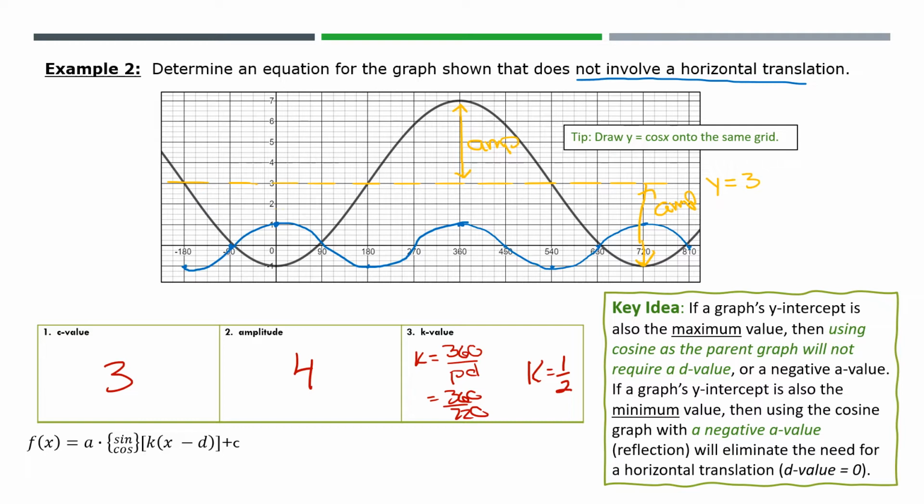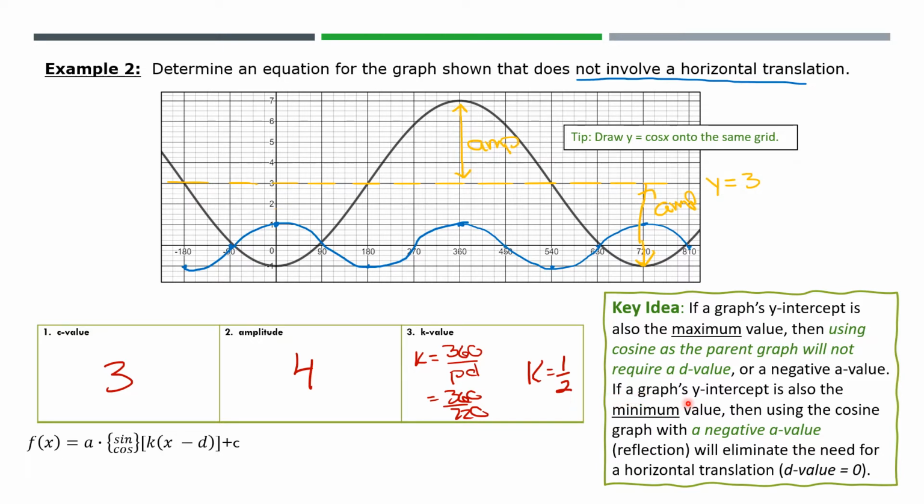Key idea. If a graph's y-intercept is also the maximum value, which this one isn't, it's the minimum value, then using the cosine as the parent graph will not require a d value or a negative a value. We haven't talked about that yet. But what we have here in this graph, the black one, is this scenario here.